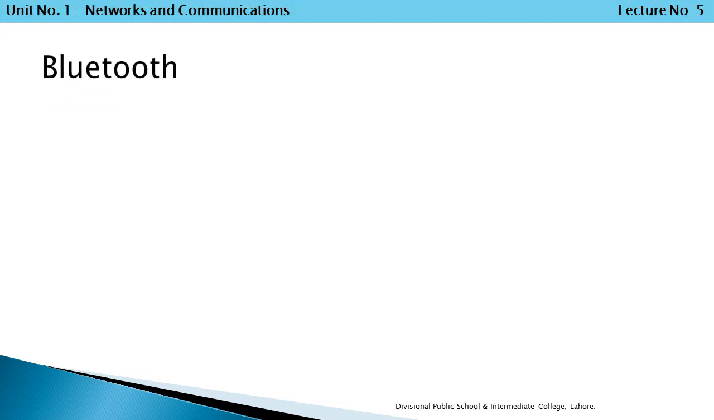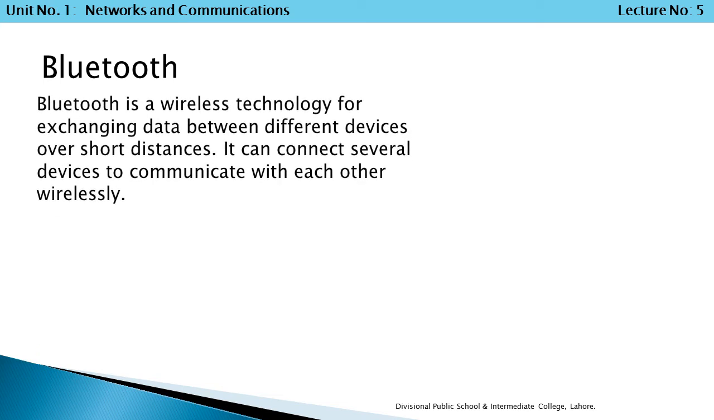Bluetooth. Bluetooth is a wireless technology for exchanging data between different fixed and mobile devices over short distances. This is the icon of Bluetooth. Bluetooth technology is also called short link technology. It is a short range wireless communication technology to replace the cables connecting electronic devices. It can connect several devices to communicate with each other wirelessly.